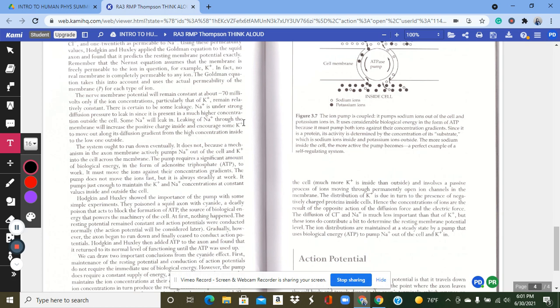The pump requires a significant amount of biological energy in the form of adenosine triphosphate (ATP) to work. It must move the ions against their concentration gradients. The pump does not move the ions fast, but it is always steadily at work. It pumps just enough to maintain the potassium and sodium concentrations at constant values inside and outside the cell.